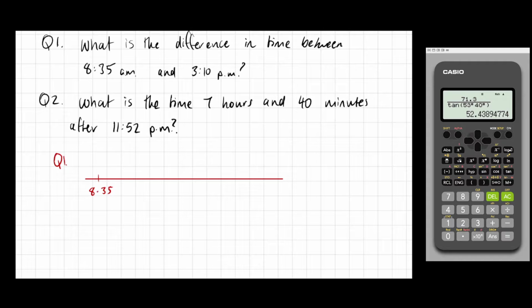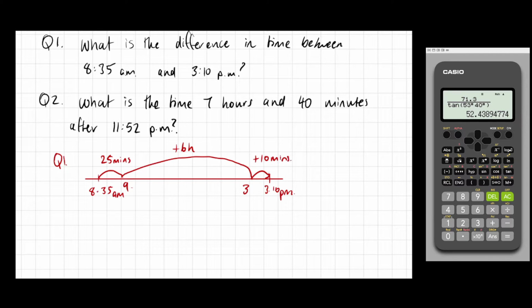So from 8:35, our goal is to get to 3:10 p.m. So we want to go from 8:35 a.m. to 3:10 p.m., or almost a school day, essentially. Well, 8:35 to 9 a.m. Think about that first little jump. 8:35 to 9 is only 25 minutes, a nice easy jump to begin with. Then the jump from 9 o'clock to 3 o'clock is a jump of 6 hours. And then from 3 o'clock till 3:10 is a jump of 10 minutes.